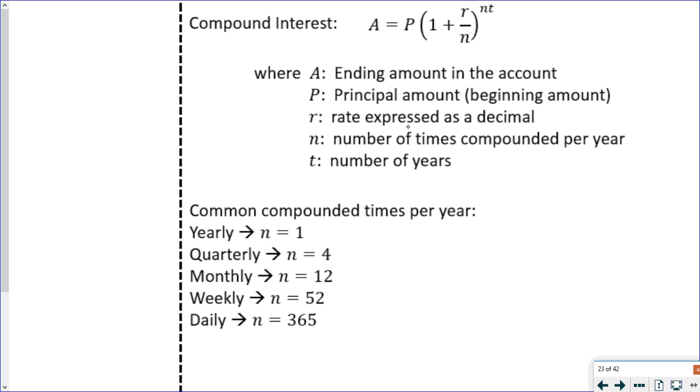Rate is still R as a decimal. Now N is a new thing that we're adding in here. It's the number of times that it gets compounded per year. Okay, we'll talk about that in just a second. And T is the number of years, so it's still in years.